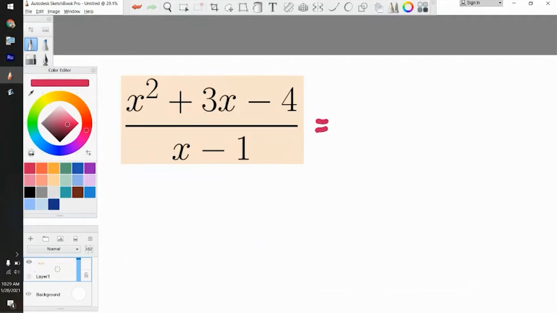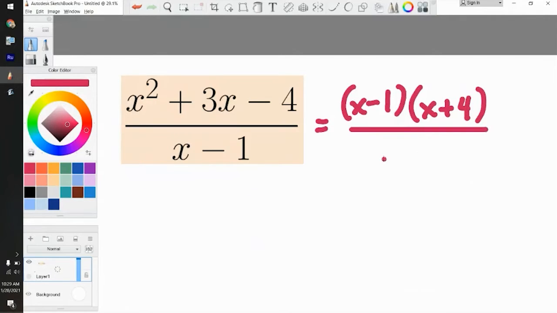What does this factor to? Does anybody want to help me out with that? Yes, go ahead. -1, 4. Oh, I was under her. Okay, sorry. So x minus 1 and x plus 4, you said? I'm pretty sure you said -1 and 4. Okay. And then we're still dividing this by x minus 1.